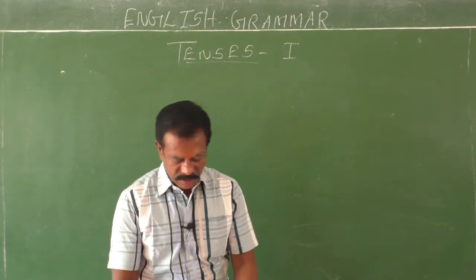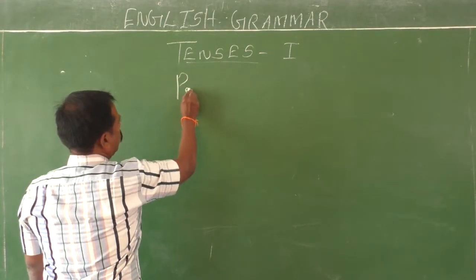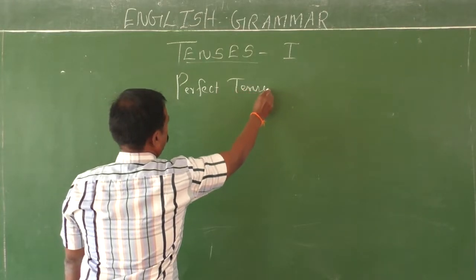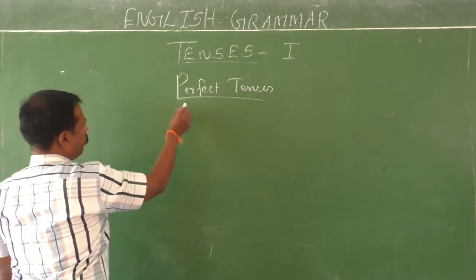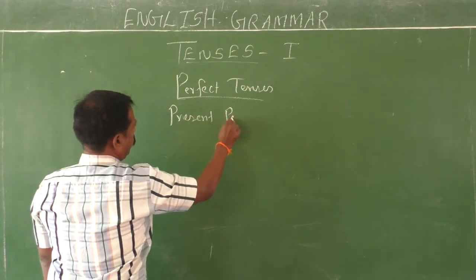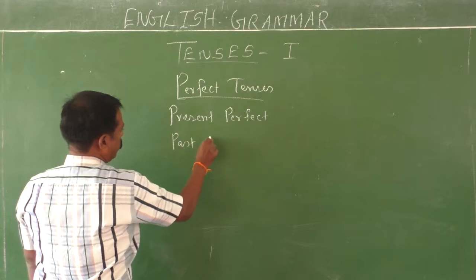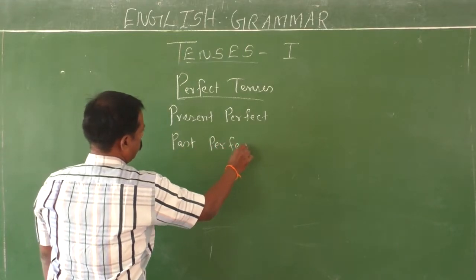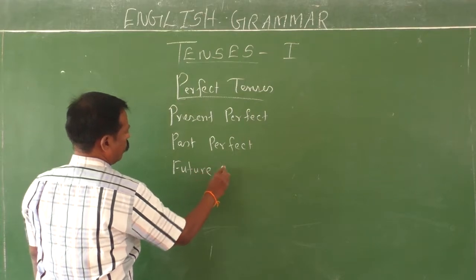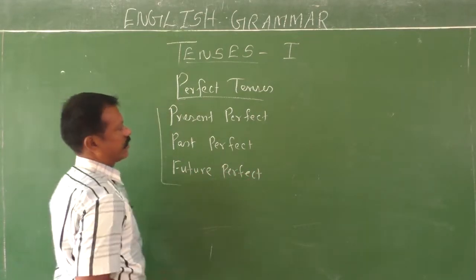See, the perfect tenses. So, present perfect, past perfect, and then future perfect. Where we have to use all these tenses.